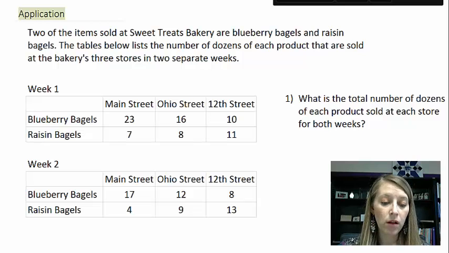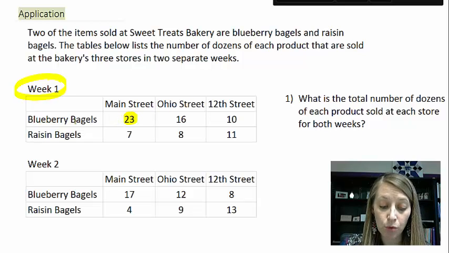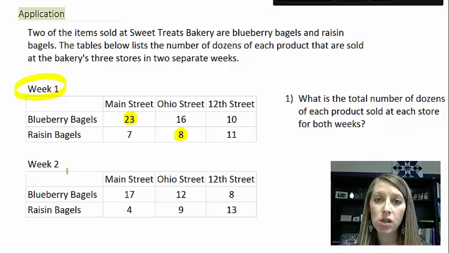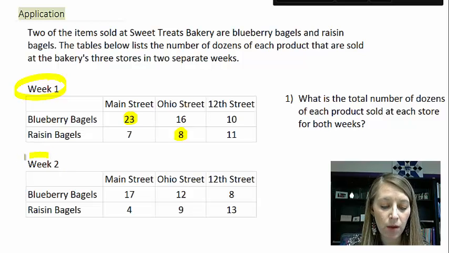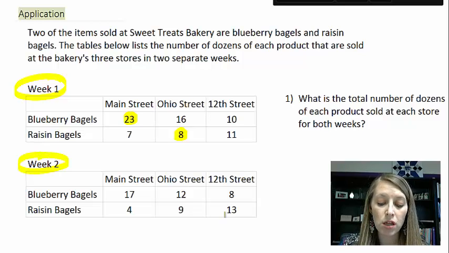Well, in week 1, our Main Street location sold 23 dozen blueberry bagels. Ohio Street sold 8 dozen of our raisin bagels, and so on and so forth. And we can do that same thing with week 2. In week 2, the 12th Street location sold 8 dozen of our blueberry bagels.